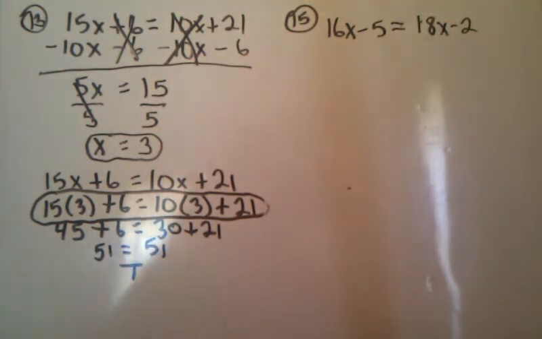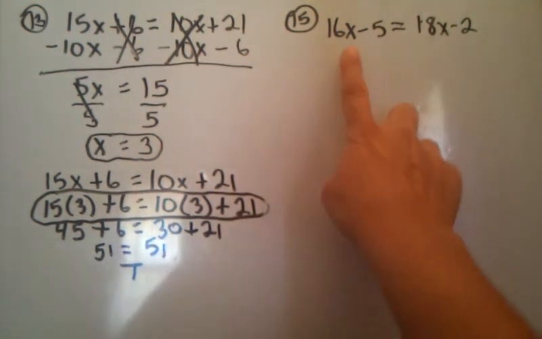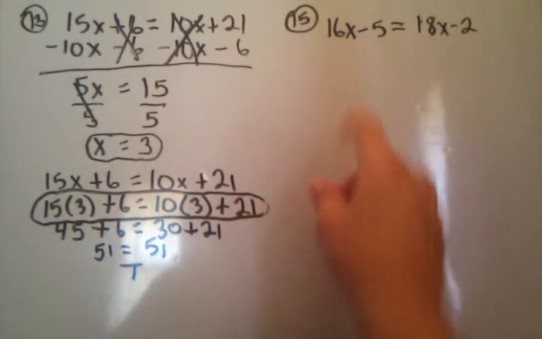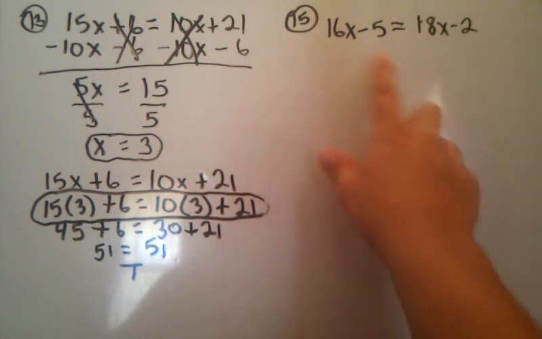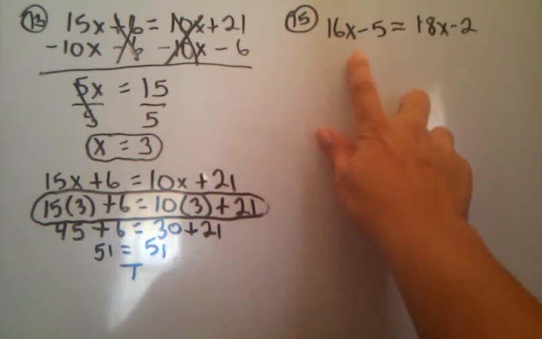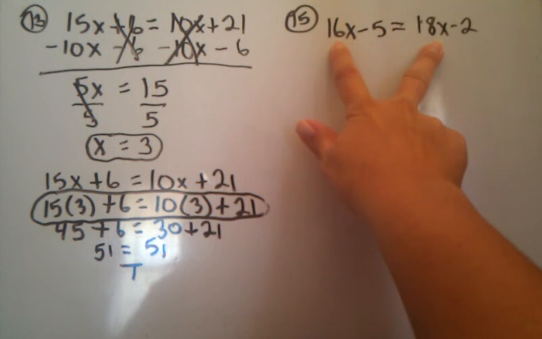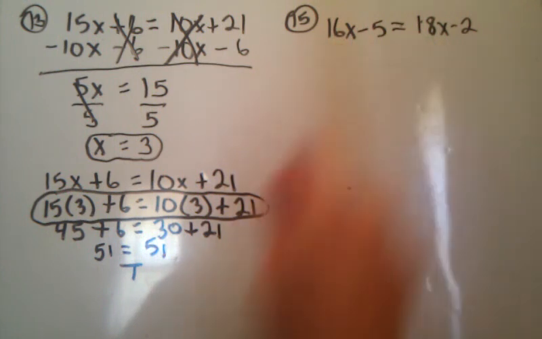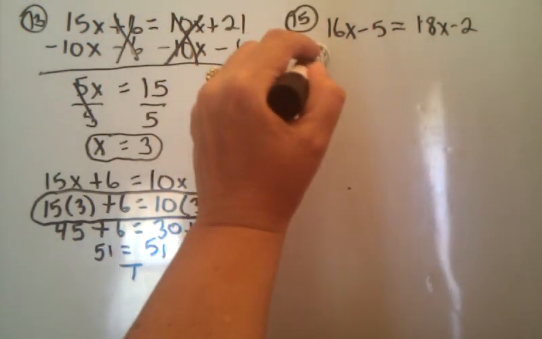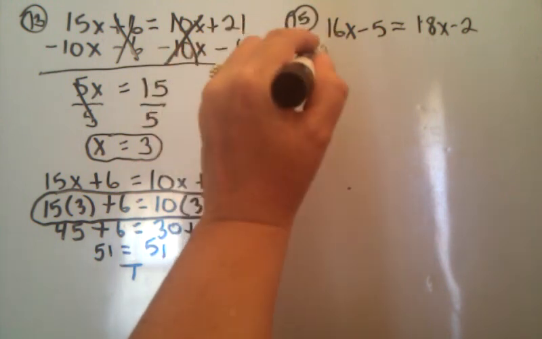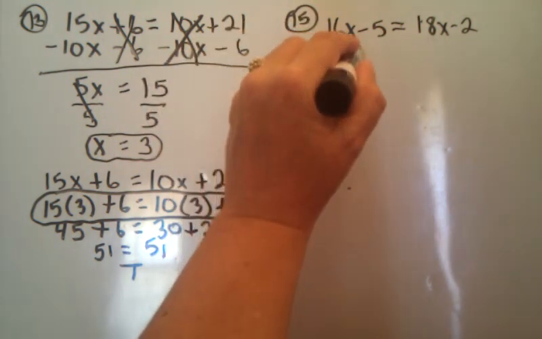Alright, let's look at it. Okay, there's no like terms here because we have to combine like terms before we can do anything. There's no like terms here, so we can't do anything. Can't do anything over there. So we're going to have to move some things. I'm going to look at my x's first. 16 is smaller than 18, so I'm going to move the 16. So I'm going to have to subtract 16x from both sides.